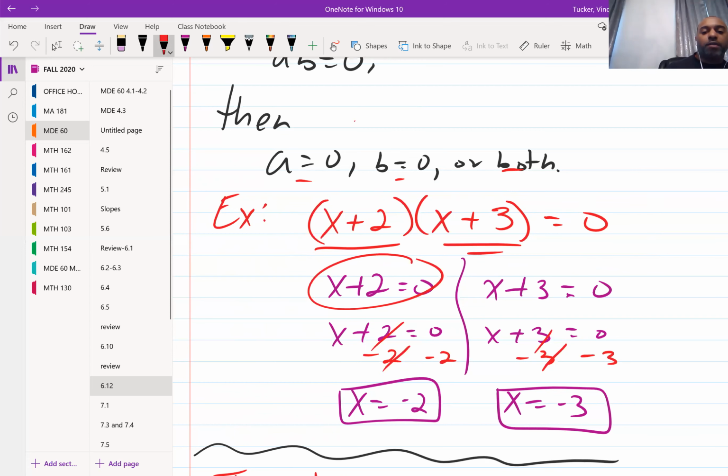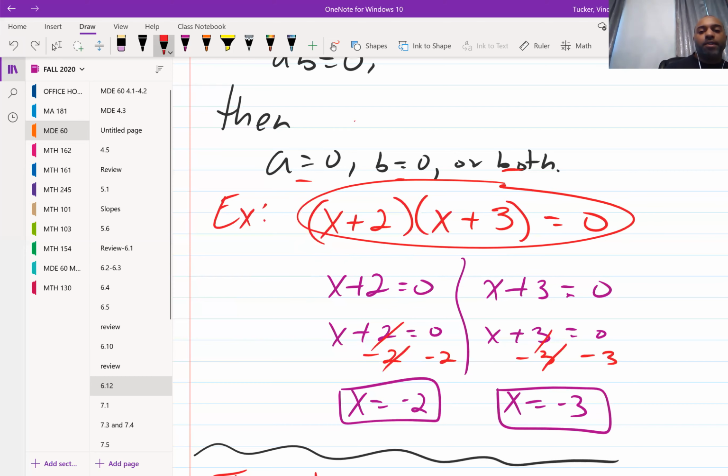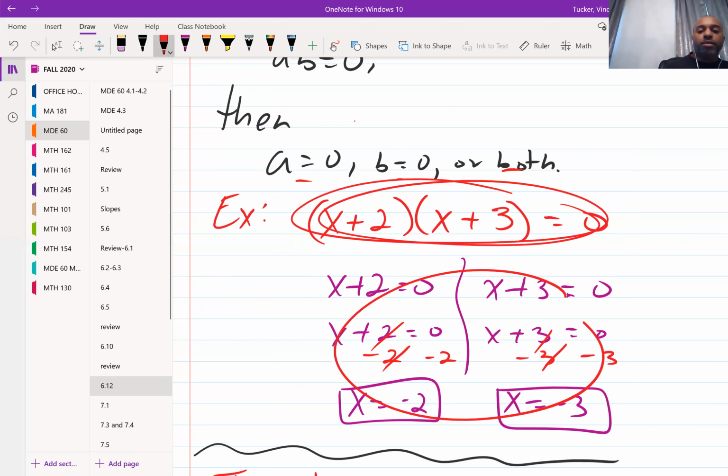So notice I set x plus 2 equal to zero, x plus 3 equal to zero. All right, so now the question is, how do I get here? How did we get there before? It was when we factored our trinomial, broke it down into those parentheses. So your goal is to get here so that you can do this.